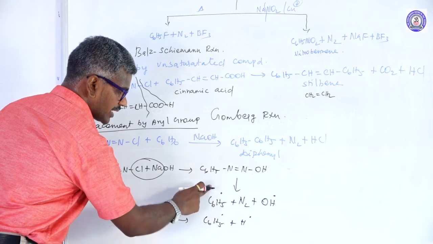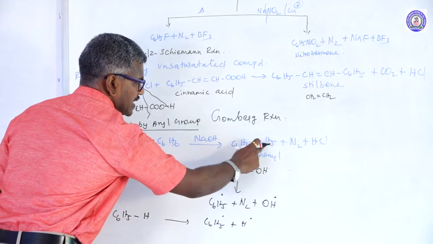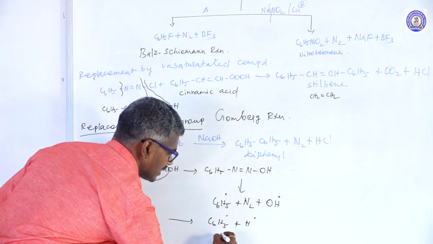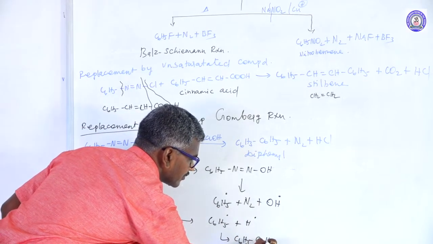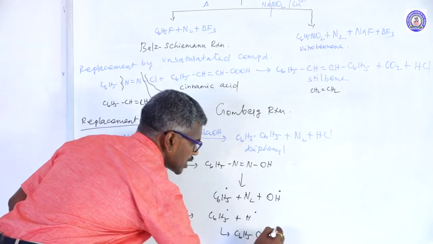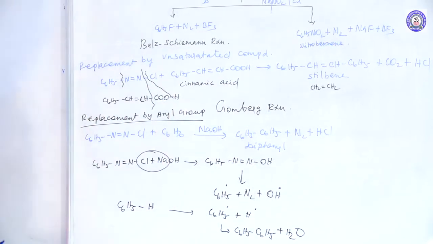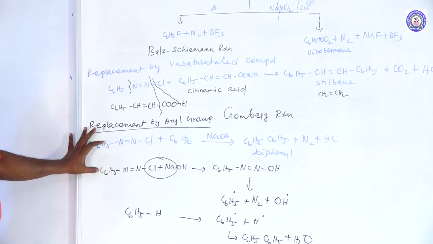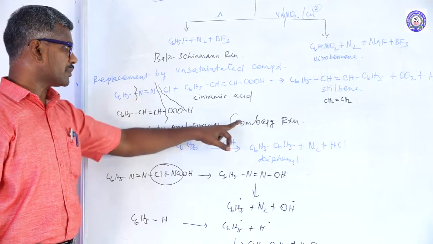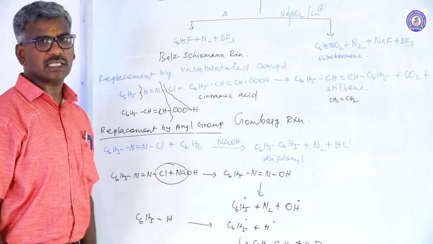These are called free radicals. These two combine to form C6H5-C6H5, biphenyl. Hydrogen combines with the OH group as water. Nitrogen gas is released. This mechanism follows the free radical mechanism, replacement by the aryl group. This is called the Gomberg reaction. Another reaction is the reduction reaction.